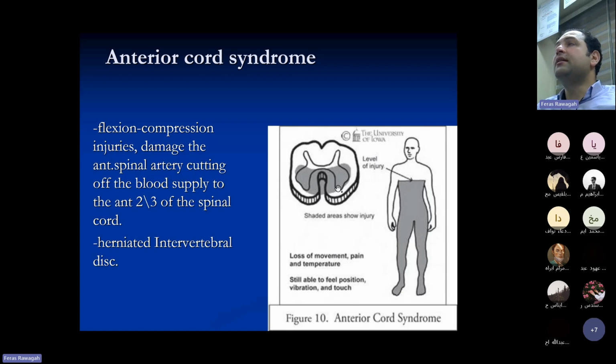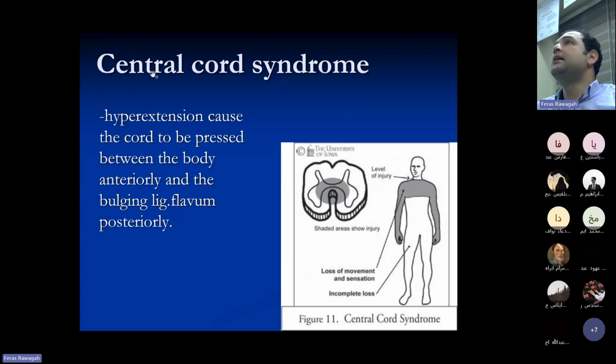So what will happen? The patient will lose the motor function, the patient will lose temperature sensation, the patient will also lose the pain sensation, but the patient will still have the fine touch, the vibration, and the proprioception intact because the posterior column is not affected.